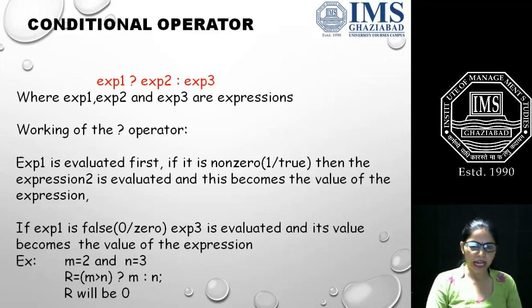Now here we have m equal to 2 and n equal to 3. Now r is equal to, that means we would be getting the value of r here. m greater than n, that means if m is greater than n. But we can see here that m is not greater than n. So n would be the value of r. So the value of r would be 3.